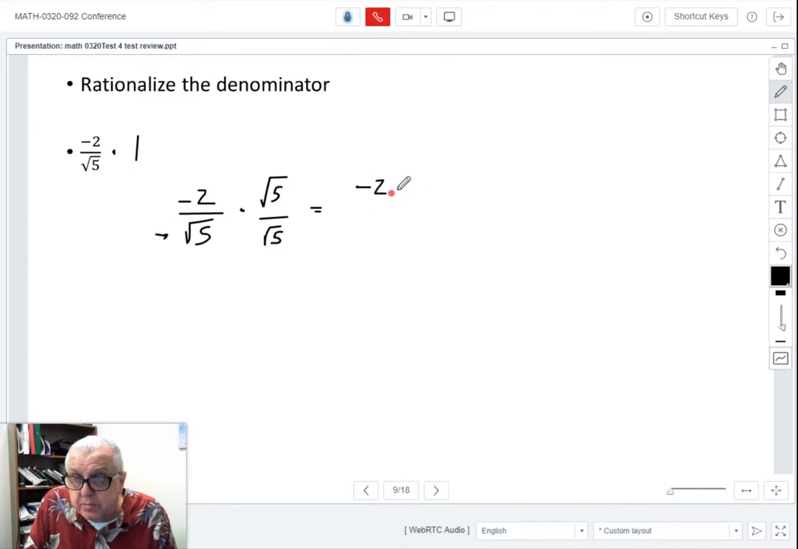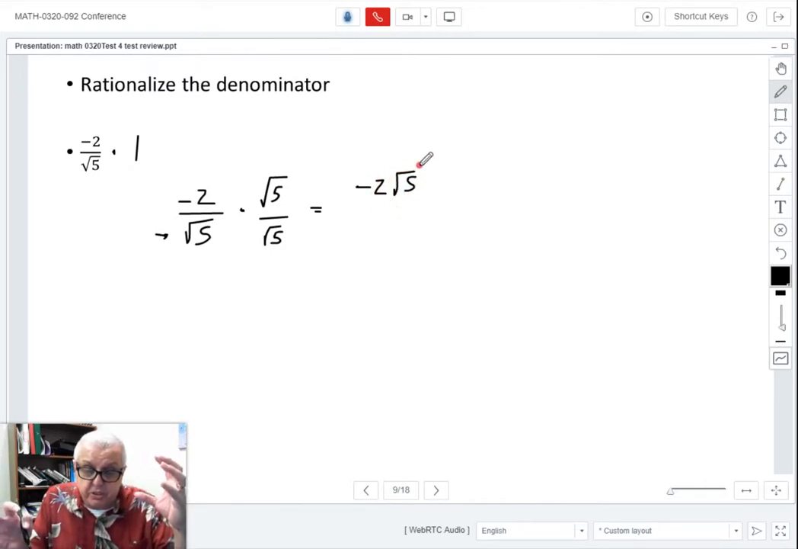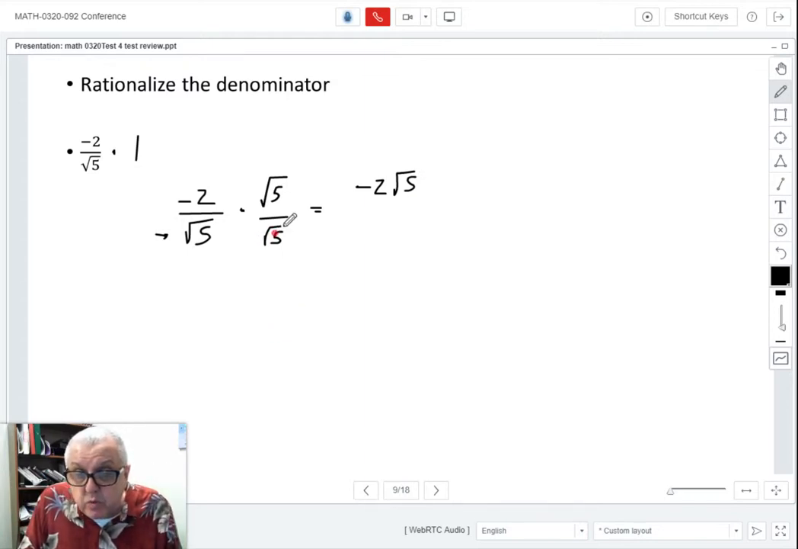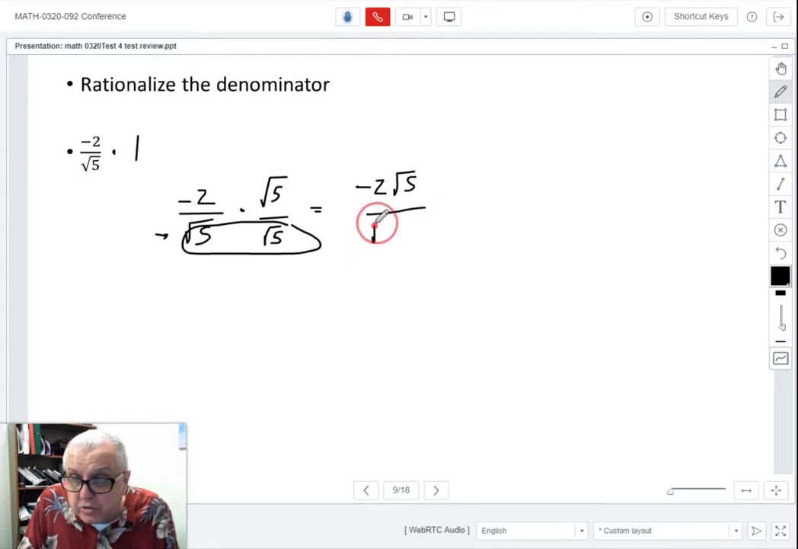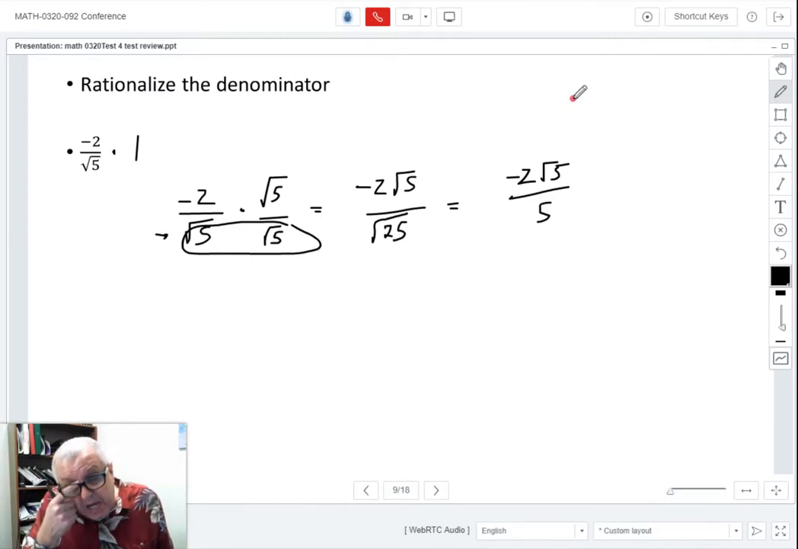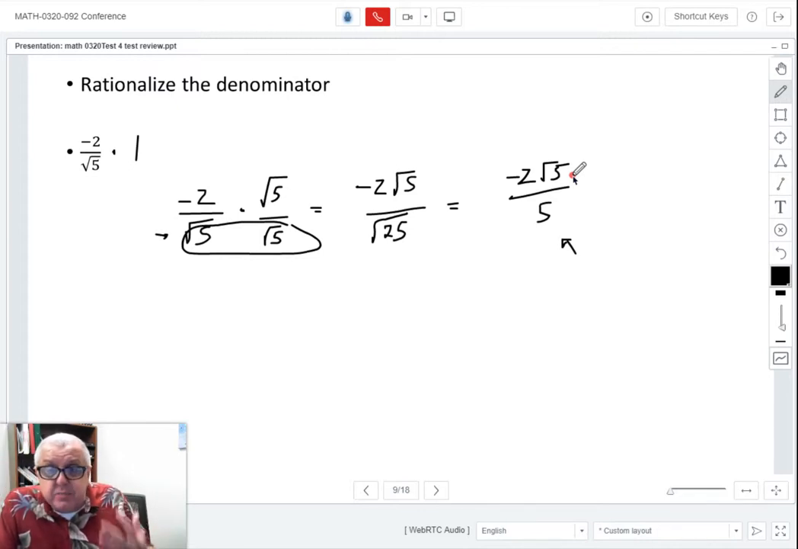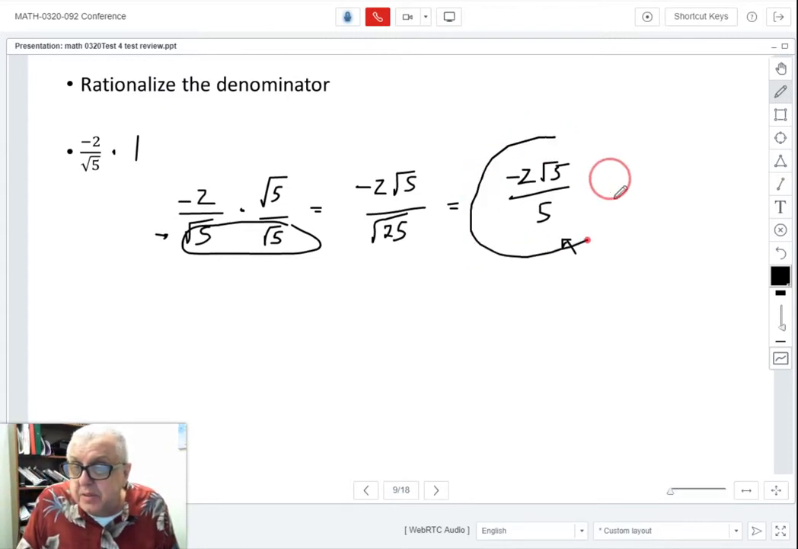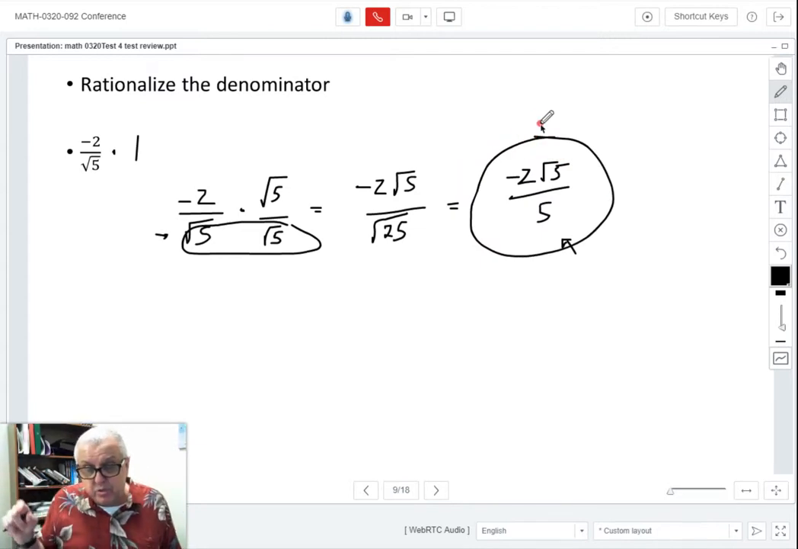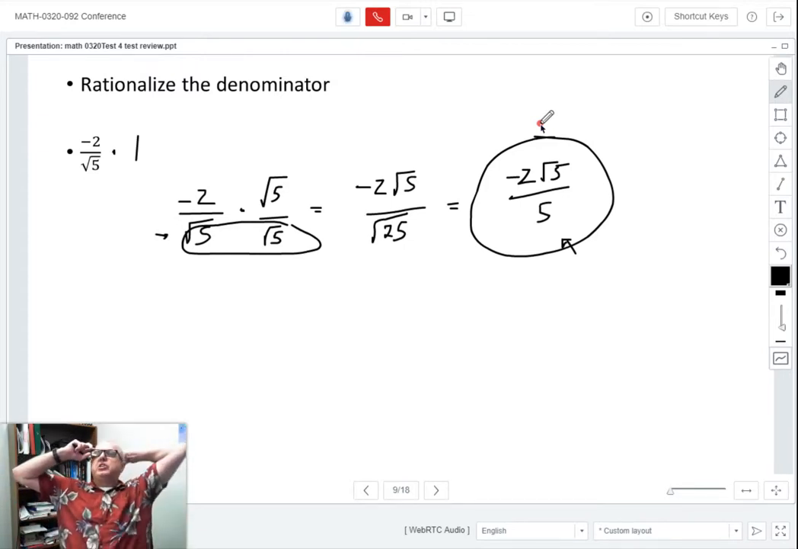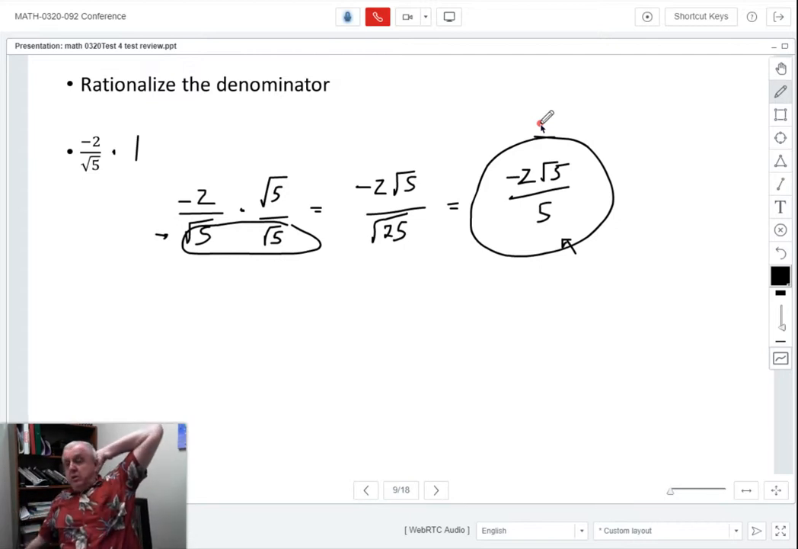The top, negative 2 times the square root of 5 is negative 2 square root of 5. You can't multiply something on the outside with something on the inside. But if you have two things on the inside, you can multiply those. You squeeze them together and multiply it. By the way, the square root of 25 is 5. And do you notice it says rationalize the denominator? The denominator is the bottom of the fraction. There is no radical on the bottom of the fraction anymore. That means it's been rationalized. Rationalize means get rid of the radical on the bottom. We did that. This is my answer. We don't care if there's a radical on top, a root symbol on top. When we say rationalize the denominator, we just say you can't have that radical on the bottom of a fraction.